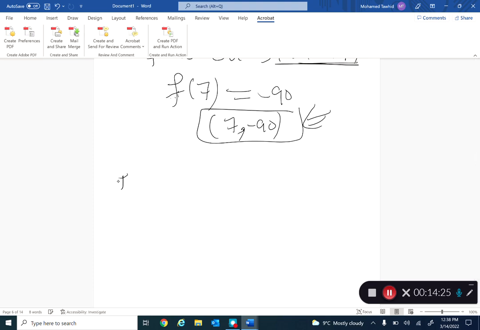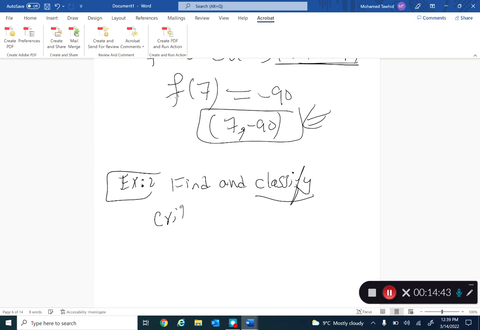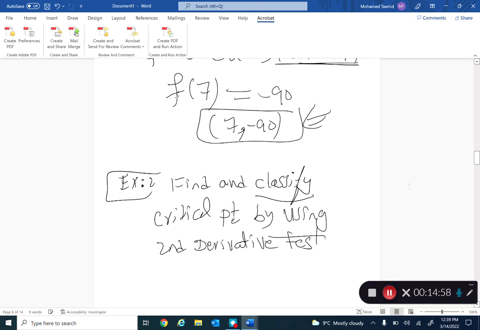Let me give you example 2. I need to find and classify the critical points of f of x. What do you mean by classify? Classify means determining if it's a minimum or maximum, right? Find and classify the critical points by using the second derivative test.